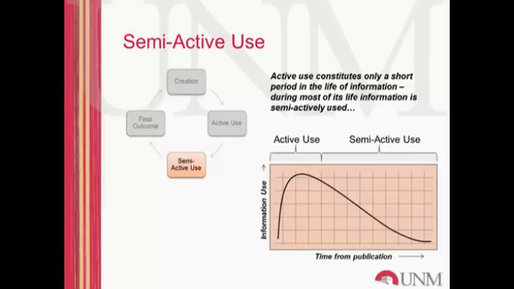We find that in most types of information that's produced by any type of organization, that information objects have a very high active value and active use when they're first created, and then they almost immediately move into a semi-active use phase.